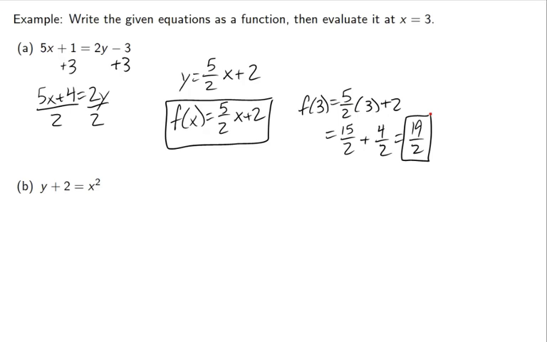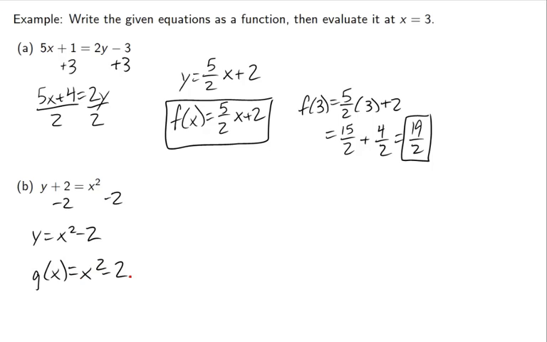B is a little bit easier. All I need to do to solve for y is subtract 2 from both sides. I get y equals x squared minus 2. Nothing combines, but I do get y equals x squared minus 2. So let's call this g of x equals x squared minus 2.